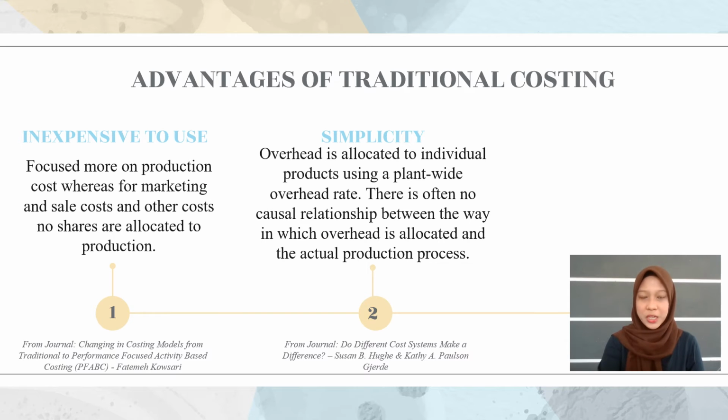There are two advantages of traditional costing. The first one is that it is inexpensive to use. This costing system is focused more on production costs, whereas for marketing and sales costs and other costs, no shares are allocated to production. The traditional costing system considers the obtained advantage of changing the process and improving the method as saving money in labor force. Also, there are no fancy calculations or forms required to determine the average overhead rate under the traditional costing system.